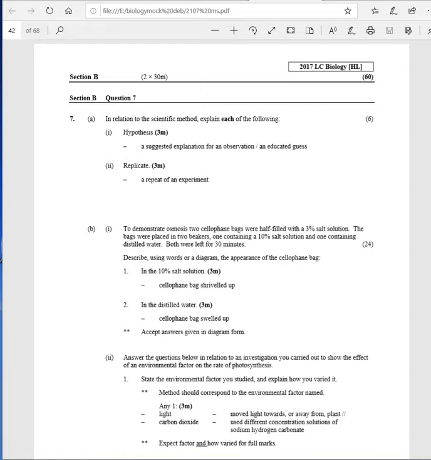So for question 7, it says, in relation to scientific method, explain each of the following words. So what is a hypothesis? A hypothesis is a suggested explanation for an observation. In other words, it's an educated guess. A replicate is a repeat of an experiment, and you have to learn off the word for word definitions for both of those.